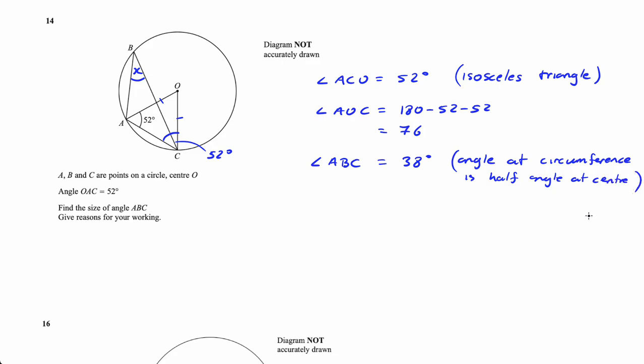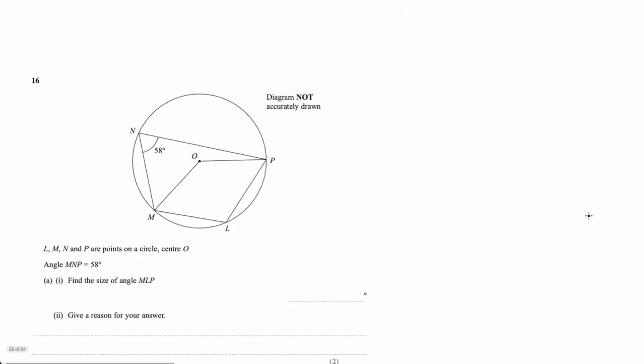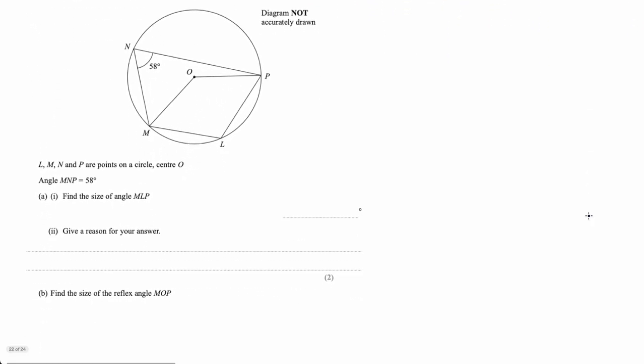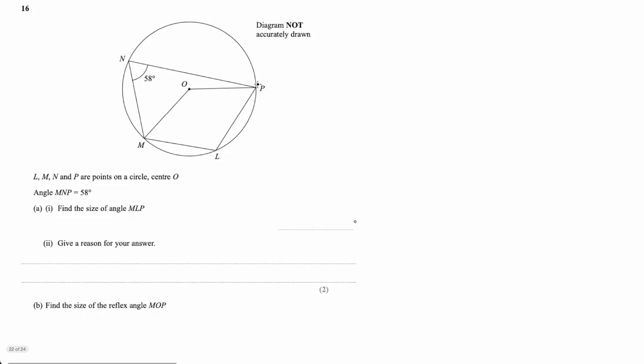Okay, last question. Question 16. L, M, and P are points on a circle. Straight away I see a quadrilateral here, guys. In fact, without even reading the question, I can write in here 122 degrees, because these two opposite angles in a cyclic quadrilateral add up to 180. Now, what are we trying to find? Oh, sorry, that was the question, guys. 122, that was the first one. And then I can say opposite angles. What's the reason? Opposite angles MLP.